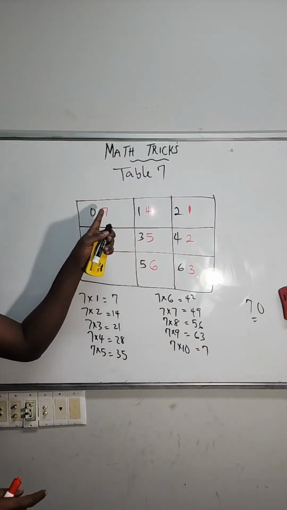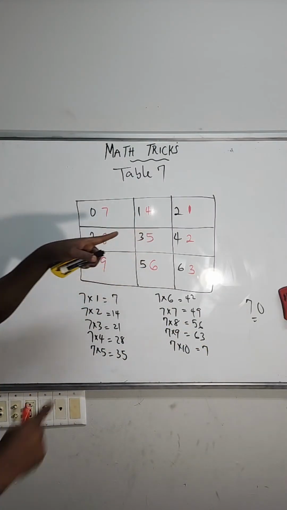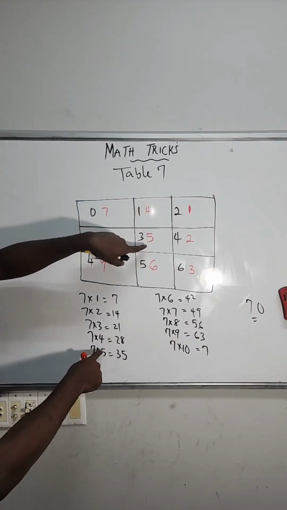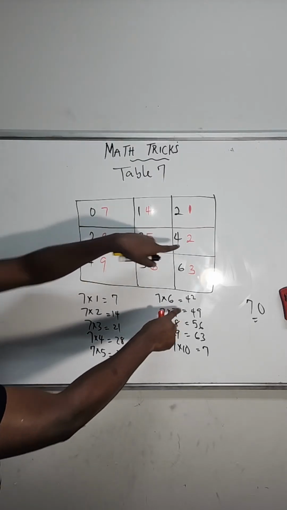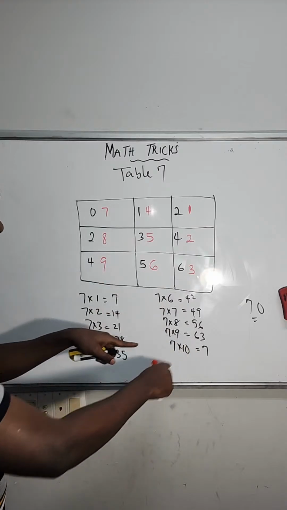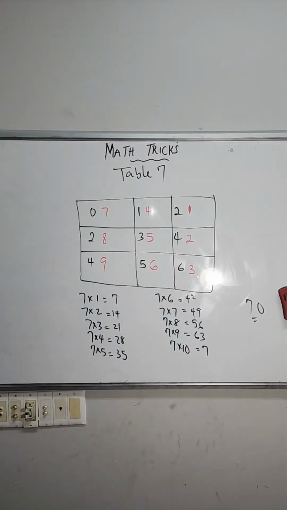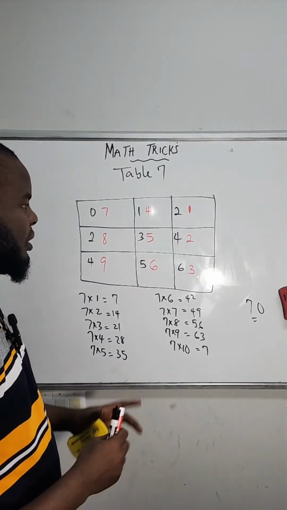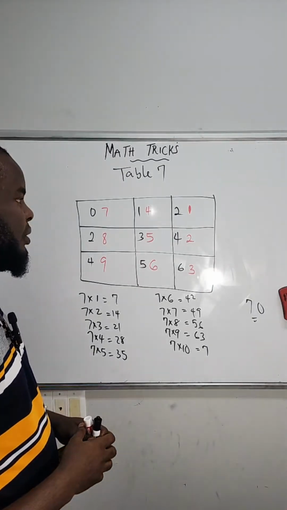This is 7 times 1, times 2 is 14, times 3 is 21, times 4 is 28, times 5 is 35, times 6 is 42, times 7 is 49, times 8 is 56, times 9 is 63, and times 10 is going to be 70. So this is it. What about for negatives? What I'm just doing here is the multiplication table for table 7.